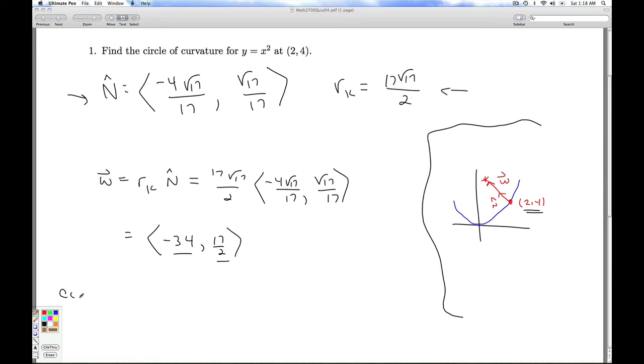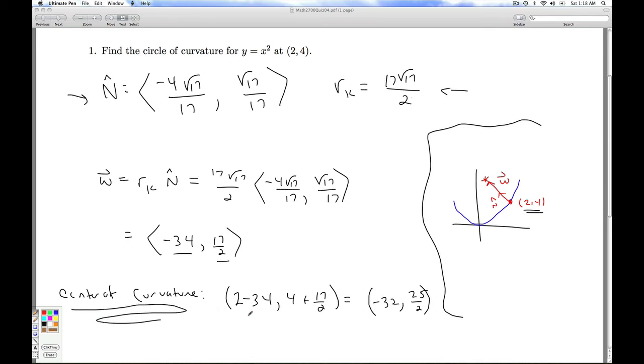So the center of curvature: you start at 2 and go left 34, subtract 34, and start at 4 and add 17/2. So I get negative 32. Get a common denominator here. I get 8/2. 8 and 17 is 25 halves. So that's the center of curvature. Is that right there? All right.